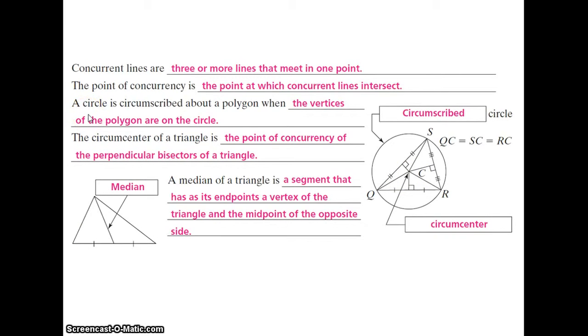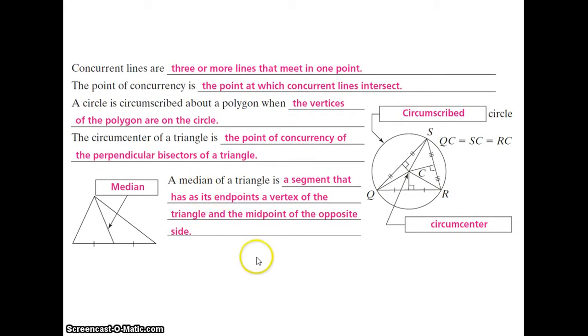A circle is circumscribed about a polygon, meaning around a polygon, when the vertices of the polygon are on the circle. What that means is that this circle is going around the triangle and meeting at the vertices, at the corners, at the angles. So it goes all the way around. That's a circumscribed circle as opposed to an inscribed circle, which would be a circle inside of that. You've already seen an example of that. There'll be more to come.